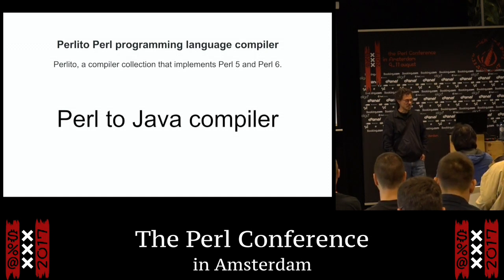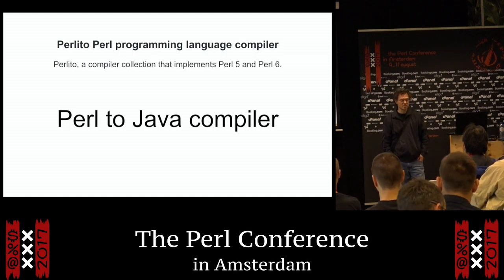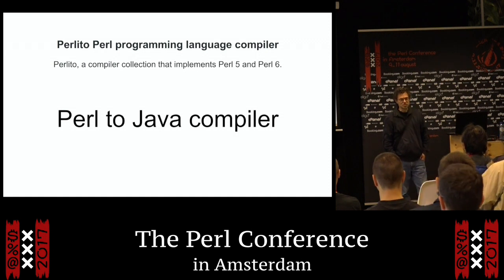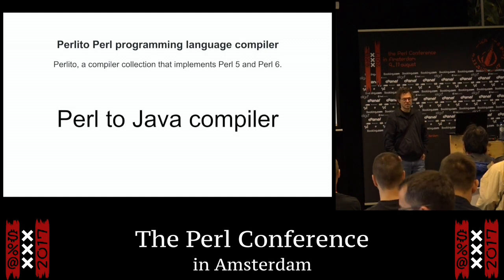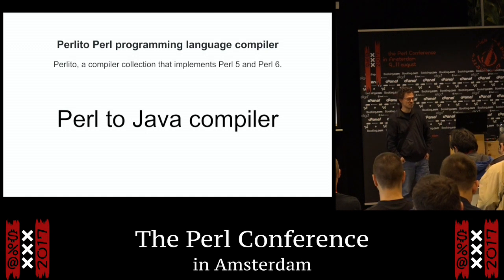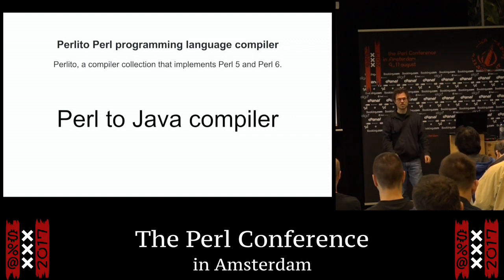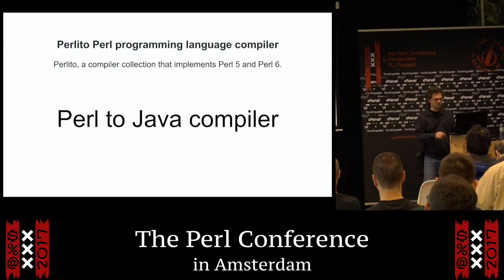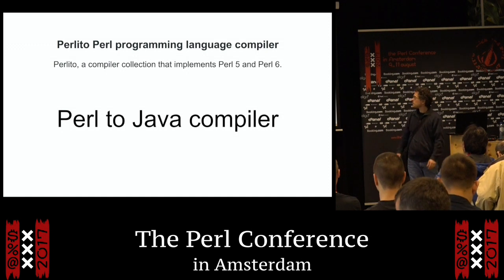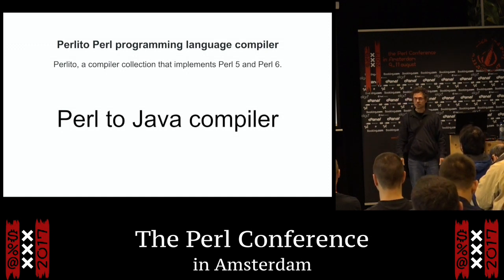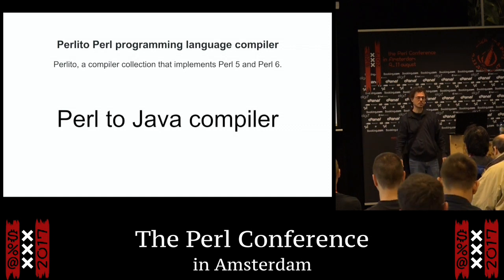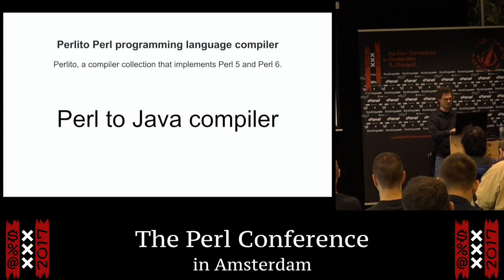started from Perl 6 actually, and at some point had a mini Perl 6 that was self-hosted, and somebody suggested, well, why don't you make a Perl 5 self-hosted? And I thought it would be a nice challenge, because with a self-hosted Perl 5 that doesn't depend on C, you can actually run it anywhere. So after several iterations, this became Perlito, which is a compiler collection, and it implements Perl 5. And well, not so much Perl 6, because I'm mostly working on the Perl 5 part.